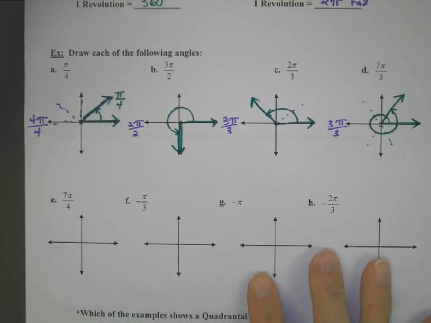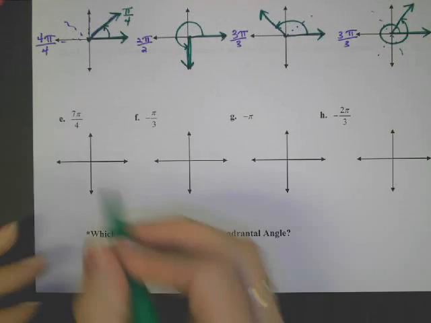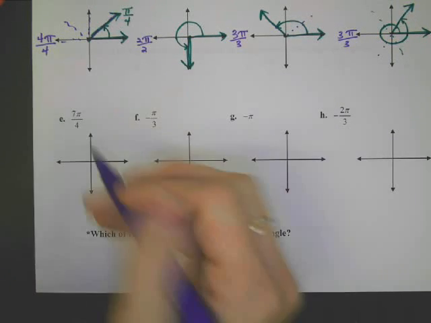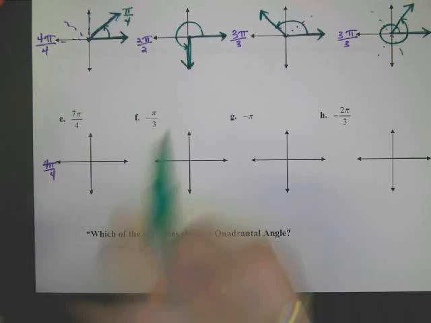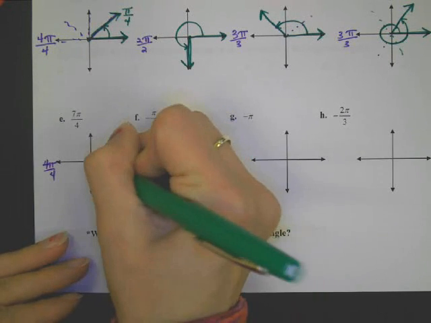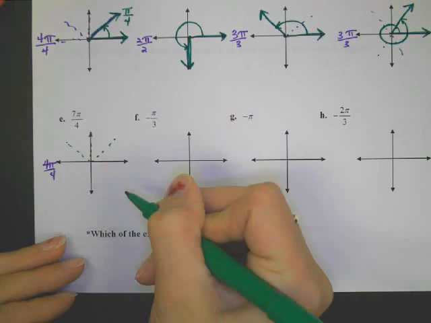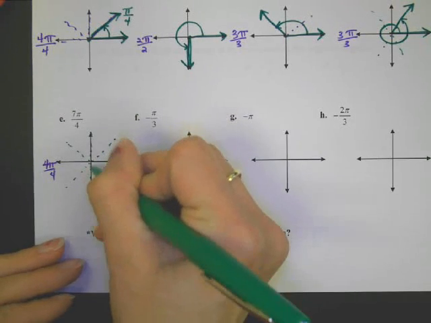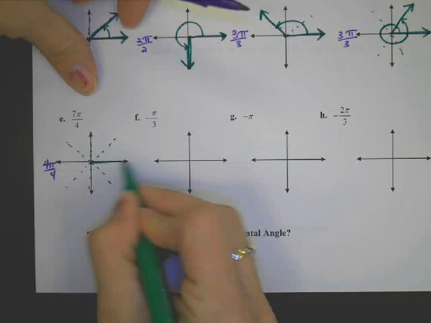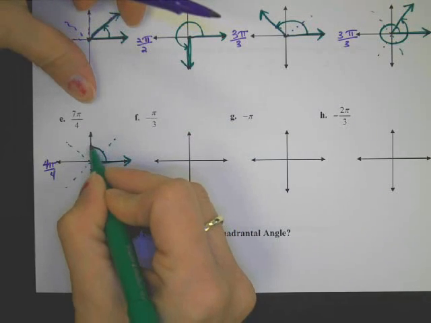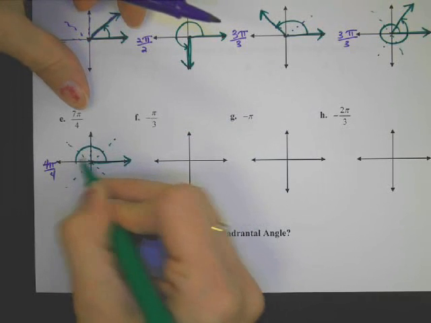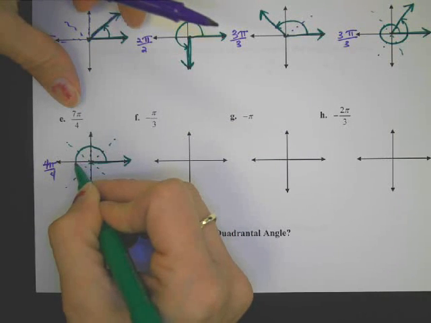All right, let's do it some more. Let's think of pi this time as 4 out of 4. So I'm going to separate this into fourths. I'll do the bottom 2 into fourths. Okay, so here we go. So we've got 1 out of 4, 2 out of 4, 3 out of 4, 4 out of 4. 4 out of 4 is pi.